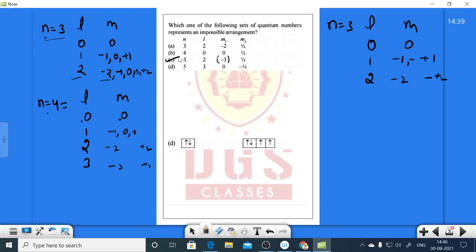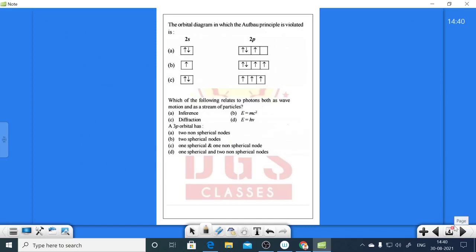Now the next one, okay, this might be a typo because this option can belong to some other problem. Yes, the option D for this will be the answer. So, the orbital diagram in which the Aufbau principle is violated. So my dear students, we all know that the Aufbau principle states that electrons fill first in the orbitals with lower energy and then move to the orbitals with higher energy. So let's check. 2s is completely filled and then electrons are moving into 2p. As it is quite evident, pairing is not possible until each orbital is singly occupied, which is Hund's rule.